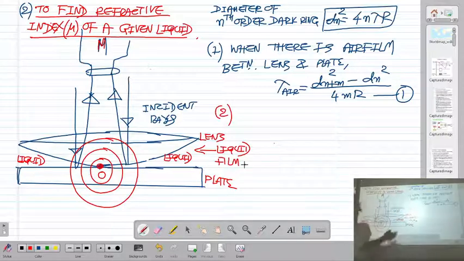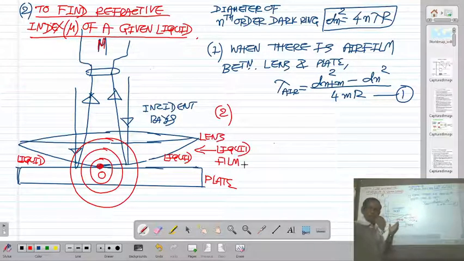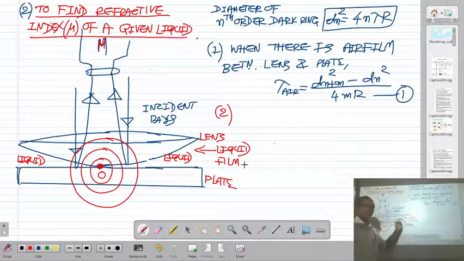Suppose you are given water. If you put some drops of water between the lens and plate, a thin film of water is formed between the lens and plate. So you put water on the glass plate and then you put a plano convex lens on the glass plate, on which water is there. A thin film of water is formed between lens and plate.